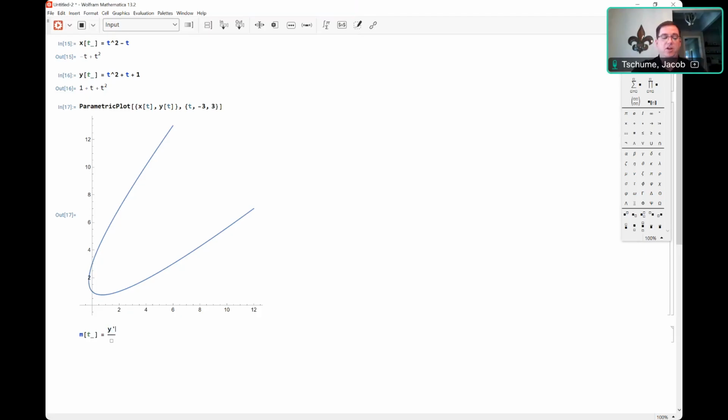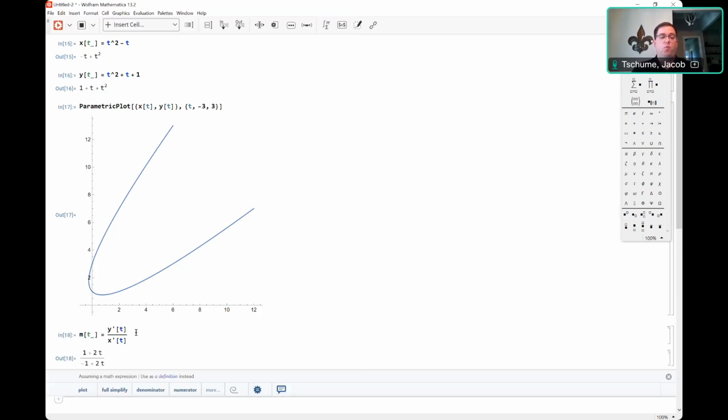So you remember back in the last video, we learned how to do derivatives. We're going to call that y prime of t. And on the bottom, you need the derivative of x. So that would be x prime of t. And so I'm going to have Mathematica find the derivative, which I am calling my slope function. So it's 1 plus 2t over negative 1 plus 2t.